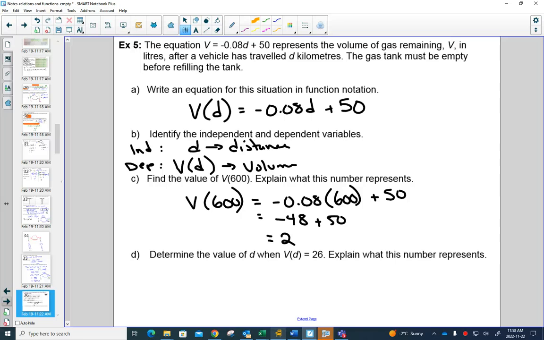How big is this gas tank? Can you see how the equation tells us how big the gas tank is? If it was completely empty and you went to fill it up, how many liters could you fit in it? 50. How do you figure that out? Well, if you haven't driven any kilometers, that would mean it's completely full. That would be when D is 0. Plugging in 0 for D, that's really easy mental math to figure out that this car can hold 50 liters.